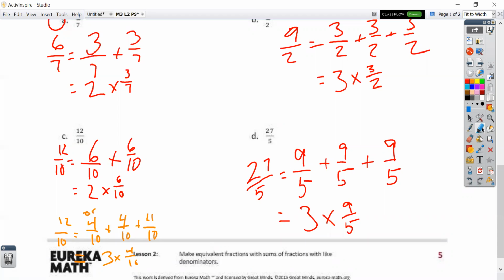Now, you can see on C, 12 is a multiple of 2 and 3. So we could break it apart either way. So we can see 6/10 plus 6/10. We could do it in 2 groups of 6/10, or we could do 4/10 plus 4/10 plus 4/10, which is 3 groups of 4/10. Over on D, we could only do 3 groups of 9/5. All right, let's switch to the next page and see what we got over here.